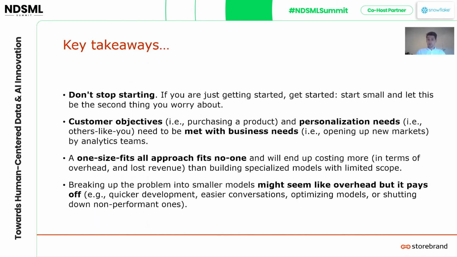So breaking up the problem into smaller models or smaller problems might seem like overhead initially, because now there's multiple models, but it makes it much easier to do quick development within these models. It makes it much easier to have conversations. It makes it easier to optimize models. But I think from a business perspective, it also makes it much easier to shut down a specific part. If the business is not interested in doing Reach anymore, or Relevance, or React, we can terminate those models while still keeping the ones that are actually bringing value.